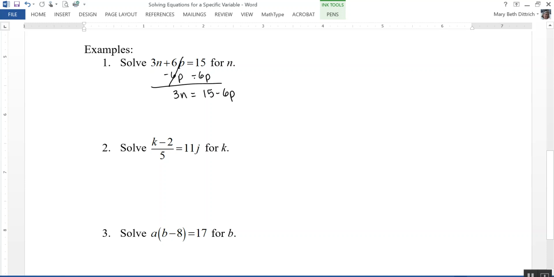Be sure to keep that minus or that negative in front of the 6. And then I'll divide both sides by 3. And that's going to give me n equals 15 minus 6p over 3. But I noticed something interesting about this, that both 15 and 6 can be divided by 3. So actually I could rewrite this as 15 over 3 minus 6p over 3. And 15 over 3 will reduce to 5. And 6p over 3 will reduce to 2p. So actually I could write as my final answer n equals 5 minus 2p, and that would be the most simplified form.